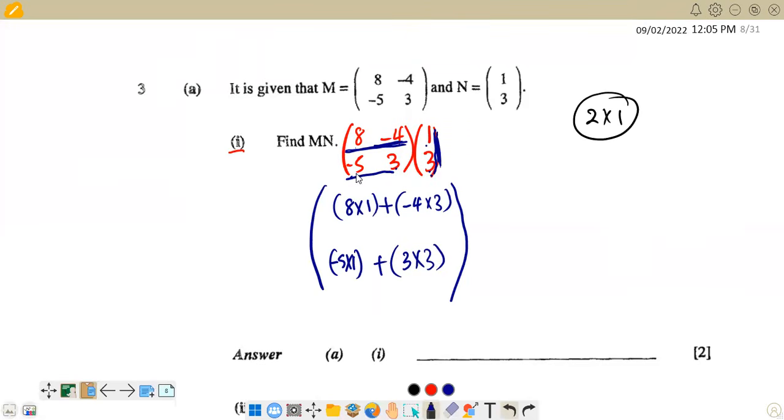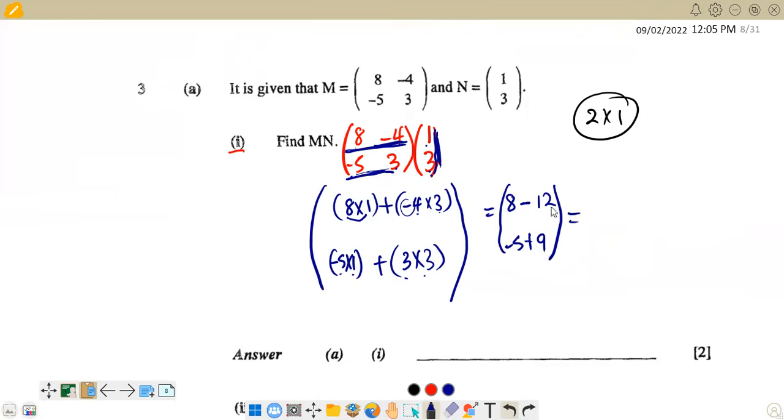As we can see, we are still in a row. That is where we have to add. So 8 times 1, that is actually 8. Plus and minus gives us a minus. So it's going to be -4 times 3, which is 12. Then we've got -5 times 1, which is -5, plus 3 times 3, which is 9. So that's what you're going to obtain.